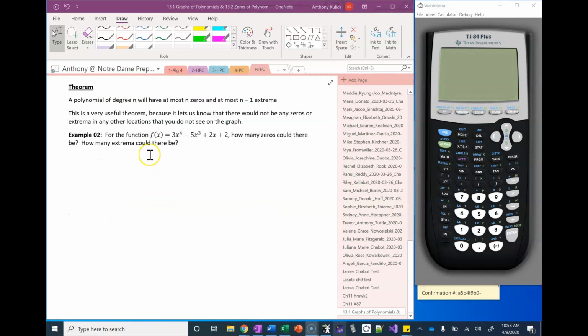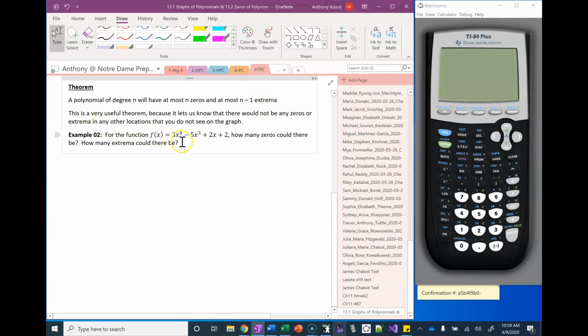The next thing that's up, through the magic of editing, we have this nice little theorem here. This theorem says a polynomial of degree n will have at most n zeros and at most n-1 extrema.